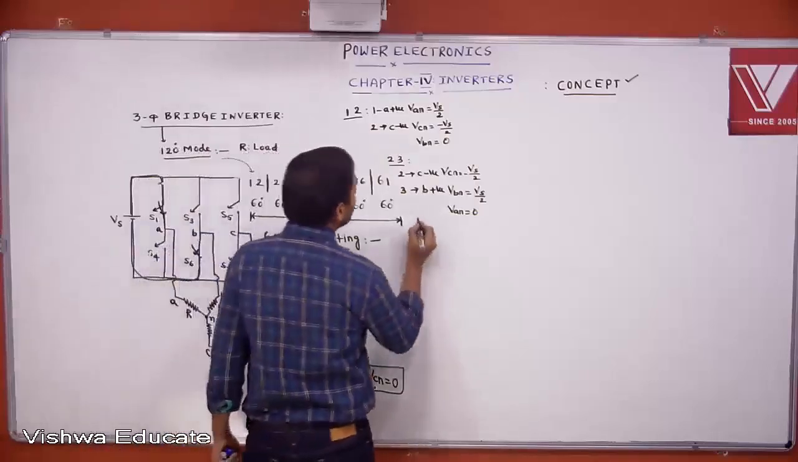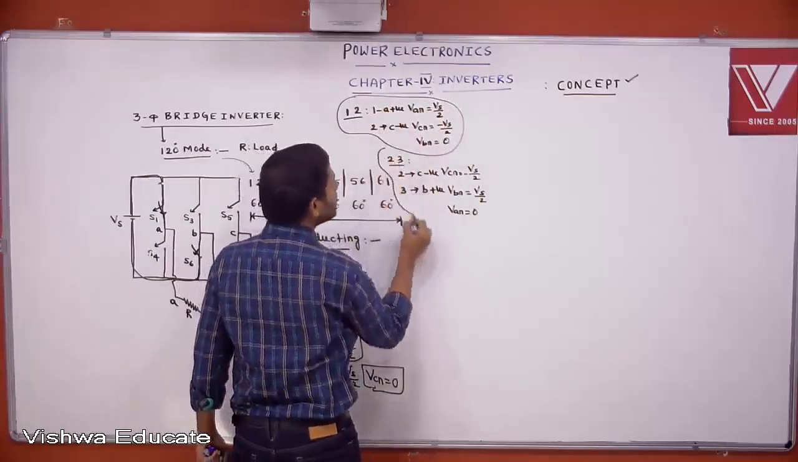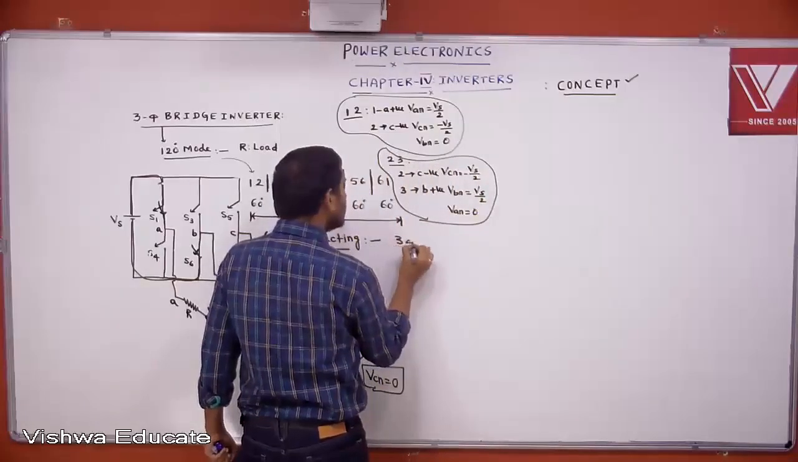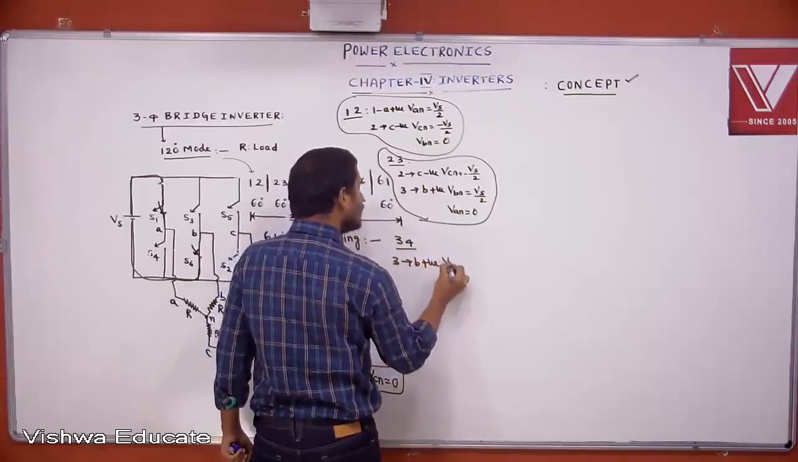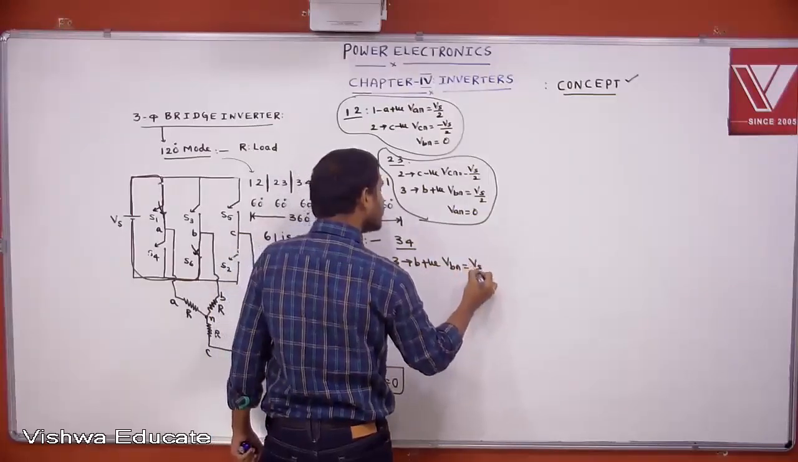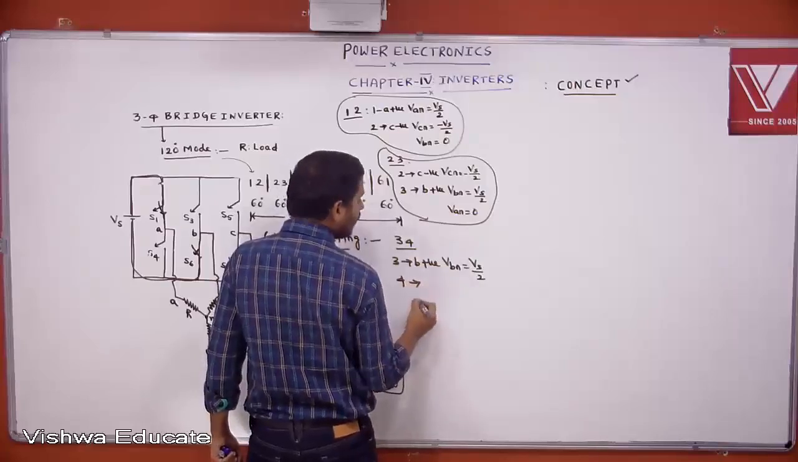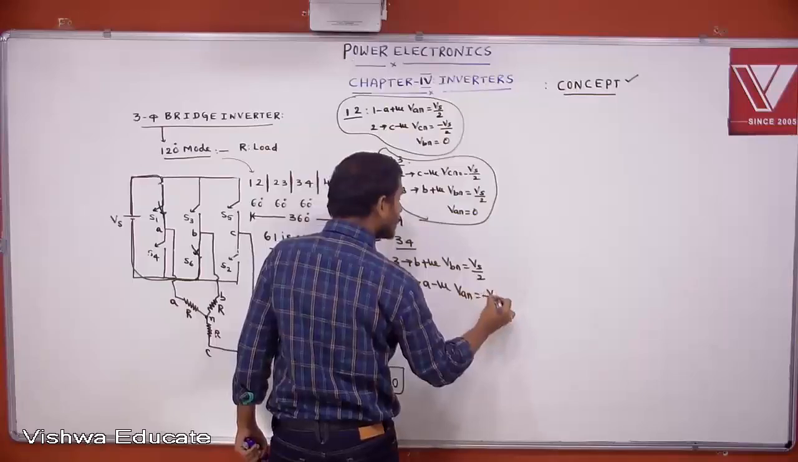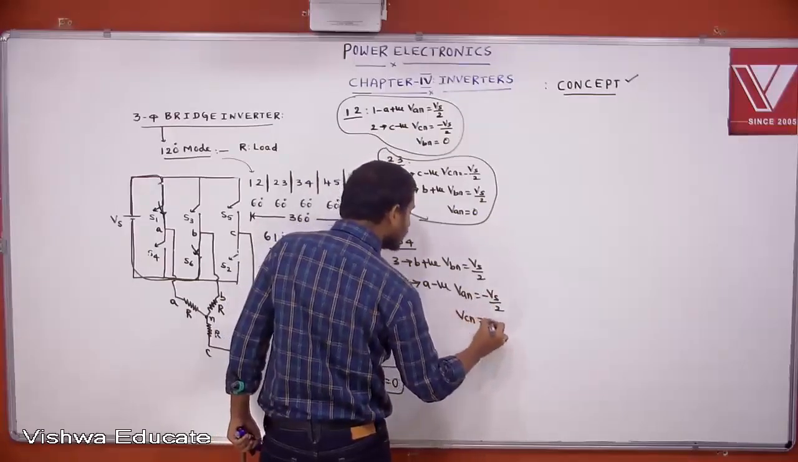Similarly, you can write this is 1 2, this is 2 3. Similarly, you tell me 3 4 is conducting. 3 means which phase? B phase positive. What is VBN? Vs by 2. 4 means which phase? A phase negative. What is VAN? Minus Vs by 2. Then what is VCN? VCN is 0.